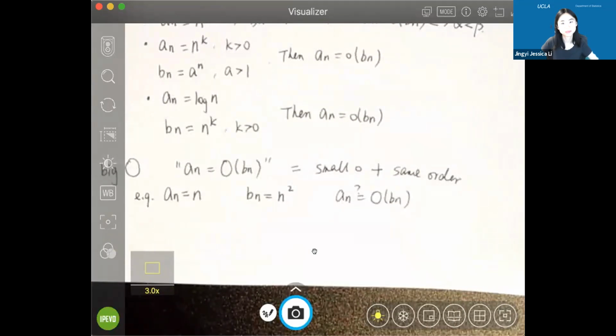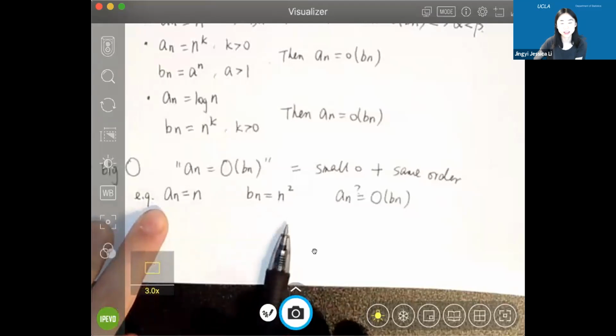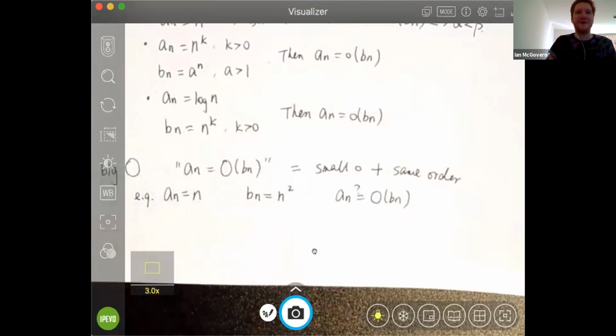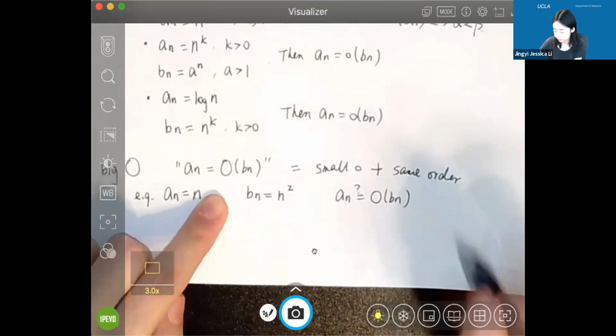Why is that? It's not small o, and it's not the same order since it converges to. Why is it not small? Oh wait, did I mess it up? Actually, small o is defined as the ratio an over bn converging to 0 as n goes to infinity. Oh, sorry, I was thinking the other way around. Yeah, that's okay, sometimes we get confused. Yeah, exactly. So it's a small o, so that's why this is yes.